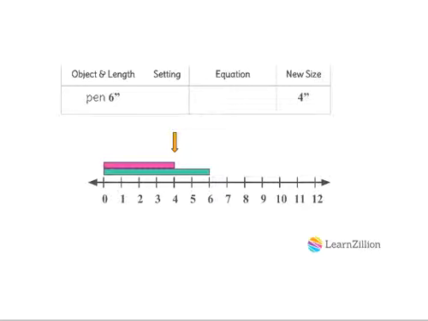Next, Jacob partitions the 6 inches into 3 equal parts. So each part would be 1/3 of 6 inches. He notices that it would take 2 of the 3 equal parts to measure 4 inches. That must mean that 2/3 of the distance to 6 inches is 4 inches. Since Jacob wants his pen to be 4 inches long, or 2/3 of 6 inches, he can represent that with the equation 2/3 times 6 inches equals 4 inches.